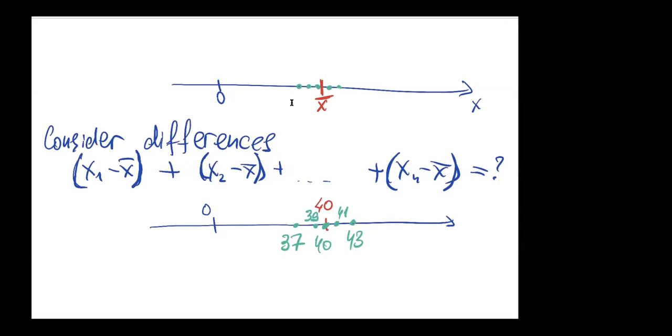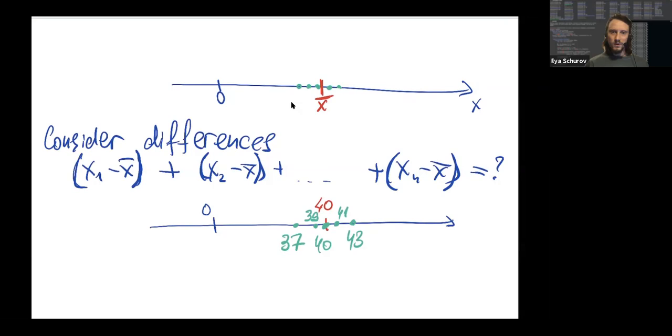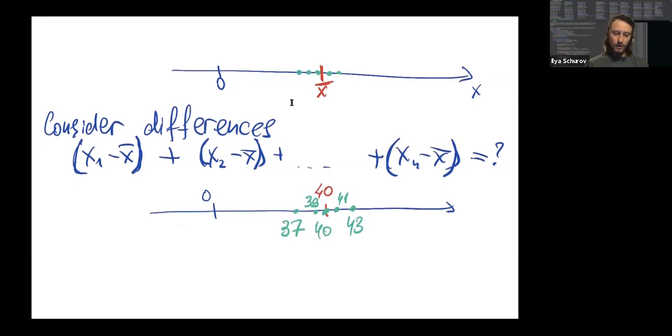Okay. So I have several correct answers. Actually, most of your answers are correct. And actually, the answer is 0. And it is 0 in this case, and actually it will be 0 in this case as well. And the reason is exactly as you asked. The reason is that we don't put any absolute values here, and so we have positive and negative terms in our sum.